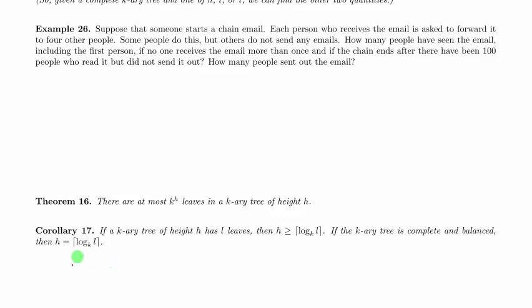So let's break out some of our tree terms from this statement. Someone starts a chain email. Well, that someone is going to be the root of our tree. Each person who receives it is asked to forward it to 4 other people. So that will be our k value. Some people do that. Some people don't send any emails. And again, we're assuming that the people who do it are going to send it to exactly 4. So we know that the tree is full, at least under that assumption.